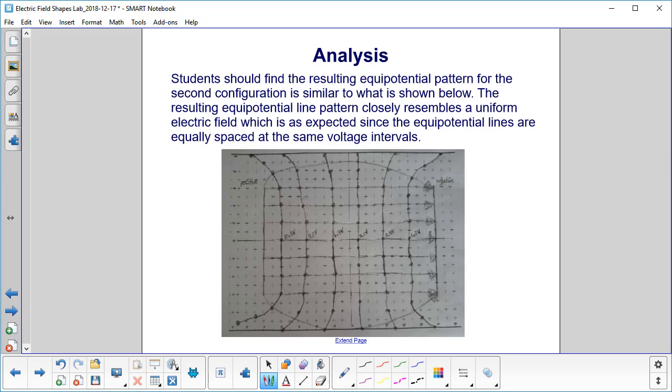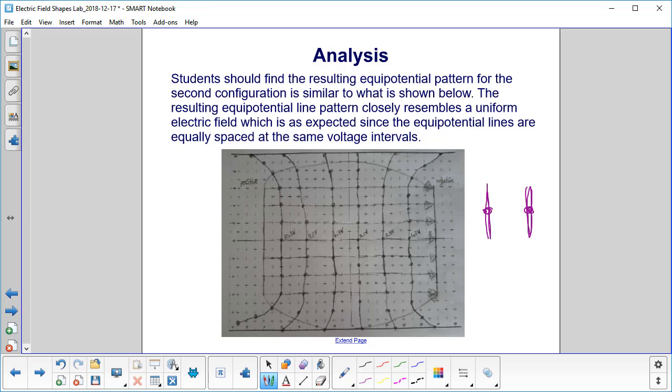Now the second configuration, unless you did this first, then it would be the first configuration. This is where you simulated 2 parallel planes by having your 2 lines of conductive ink and your tacks right here for where you connected up the power source.